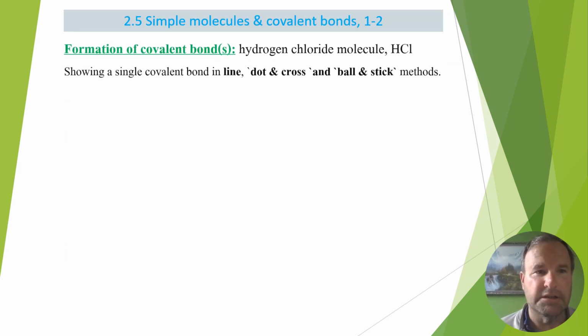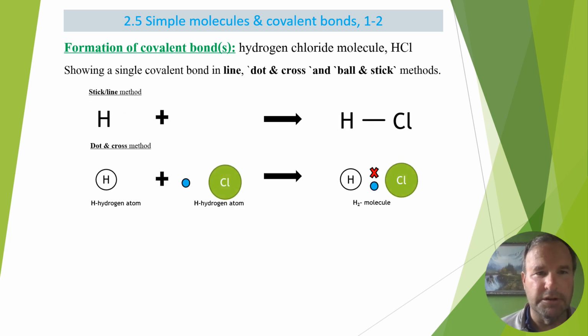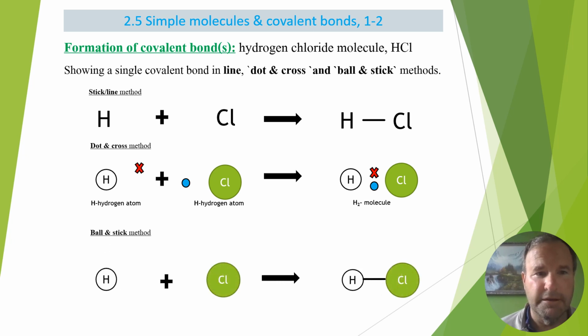Okay, we're looking at the next simple covalent molecule called hydrogen chloride. We're going to be looking at the 2 methods here. The stick and line shown there, the dot and cross method, and the last method, the ball and stick method.